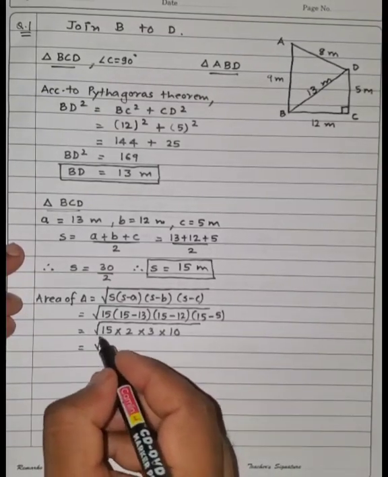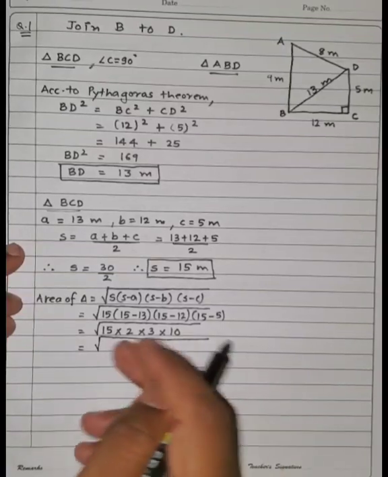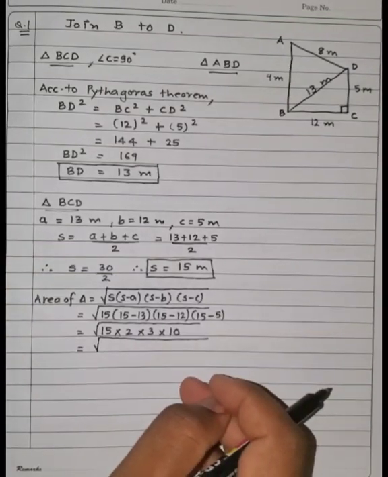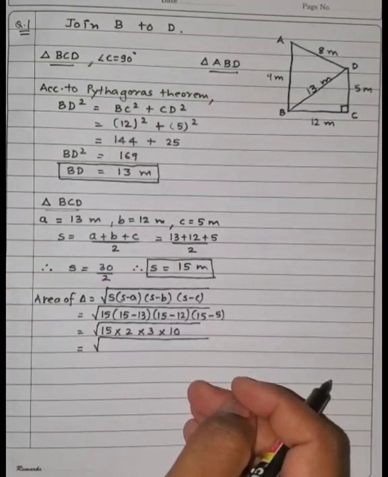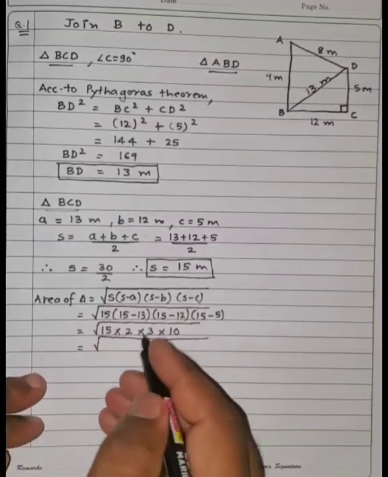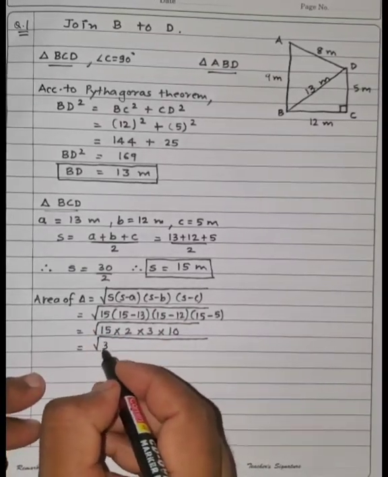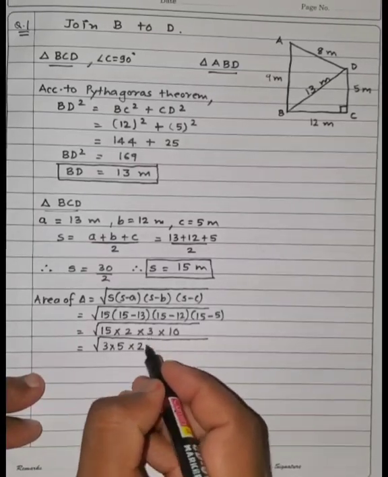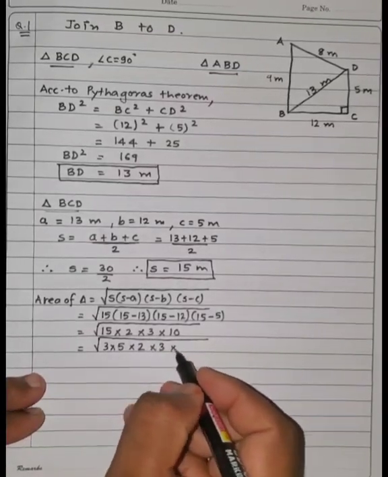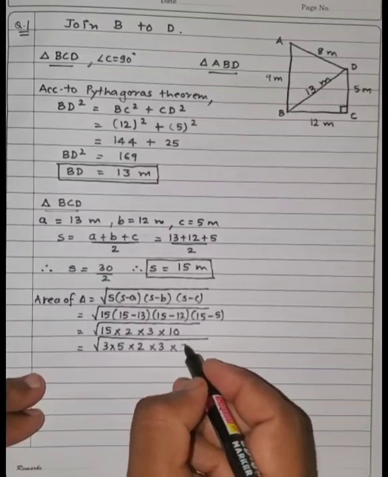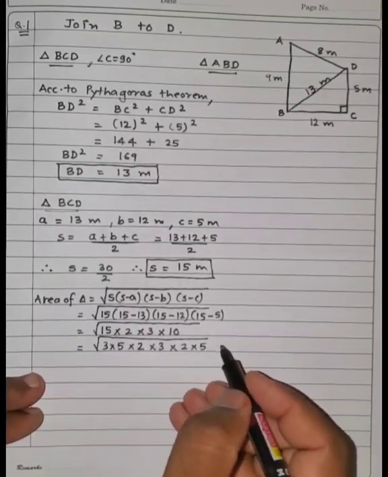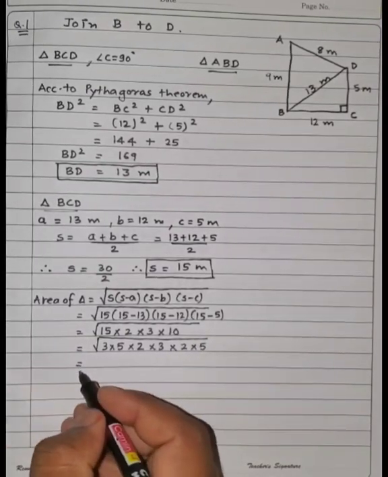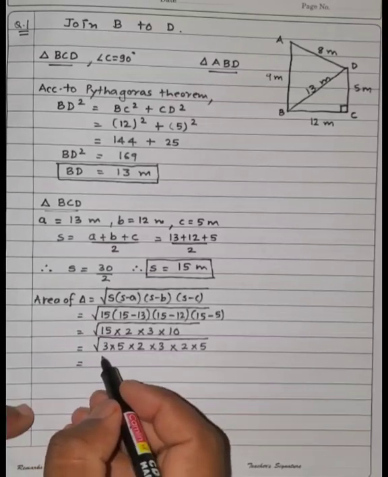Now the next step would be to find the prime factorization of these numbers. So what shall I write? 15 can be written as 3 into 5. 2 itself is a prime number, 3 itself is a prime number, and 10 can be written as 2 into 5. So the next step is to find pairs.